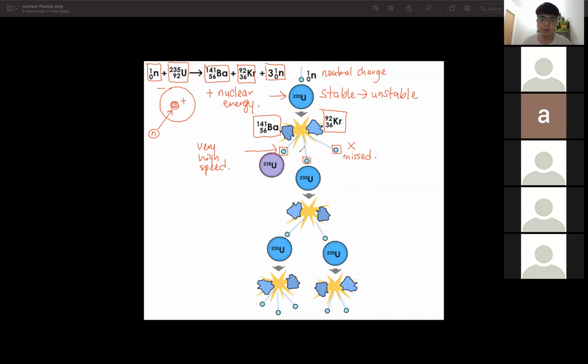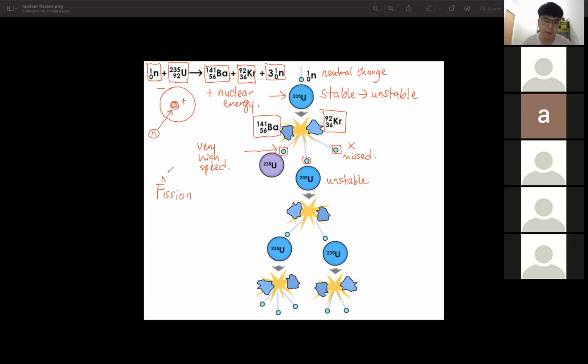Okay, so we have 2 left, right? Now maybe the 2 hit another 2 uranium atoms, and then it causes another breakdown. It hits another atom and then it gets unstable again, and then it breaks down into the same fragments and releases 3 other neutrons again. So this process repeats and repeats and repeats. This is the reaction we call nuclear fission.